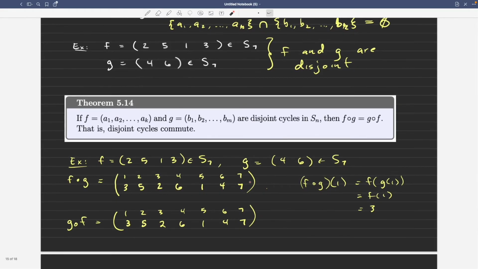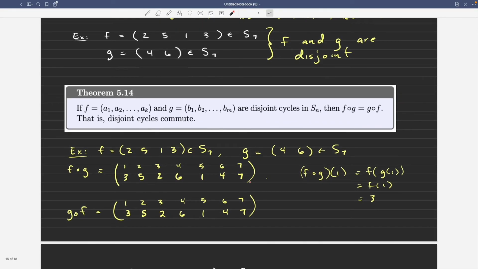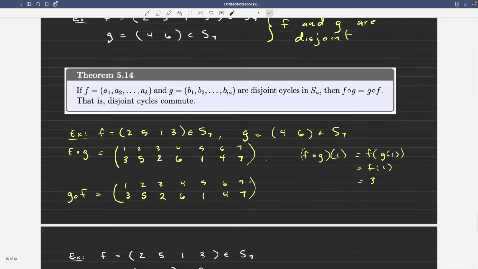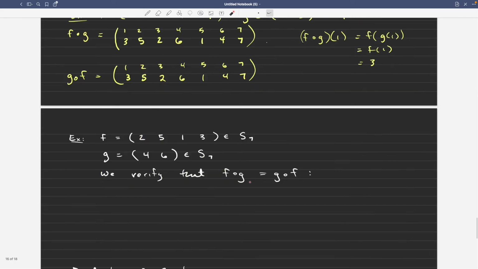In the interest of time, I'm not going to prove this, but I do encourage you to look in the textbook for the proof. It's not super complicated, really. Oh, there's the example that I was planning to do.